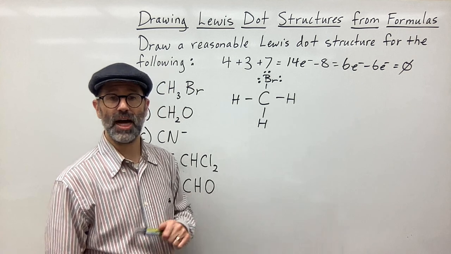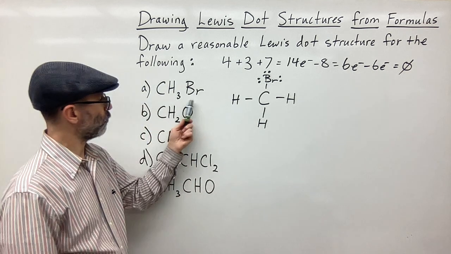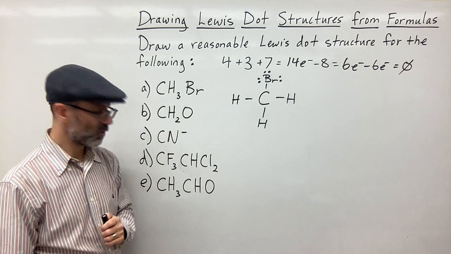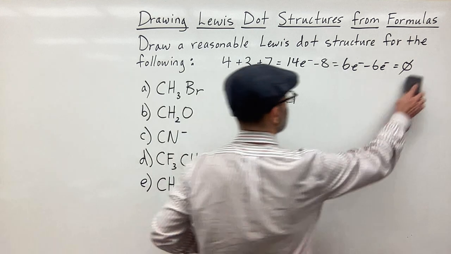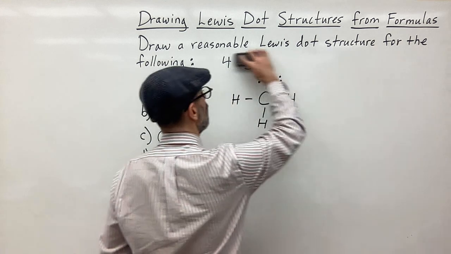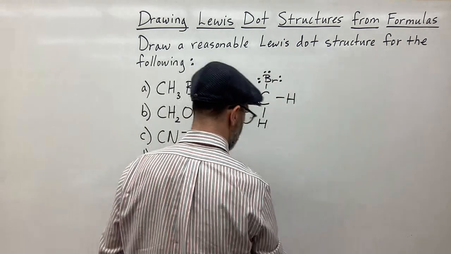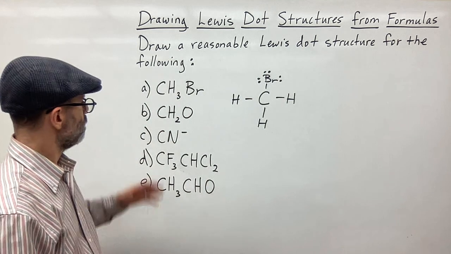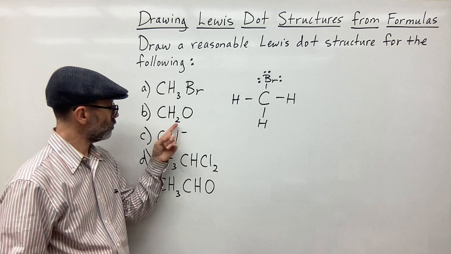So this is your Lewis dot structure for this formula, this substance here. Okay, let's go on to B and see how to do that one. Again, same steps. So CH2O.